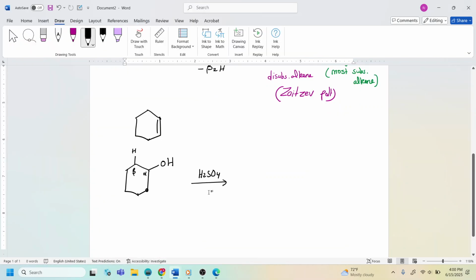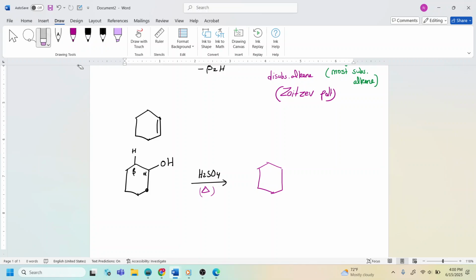Probably I neglected to mention this because once you add the sulfuric acid, it is going to react with the OH and protonate it. This is an exothermic reaction. And what's going to speed up the reaction is the heat. So heat is a must in this reaction so that we can go ahead and do the elimination and get our alkene.